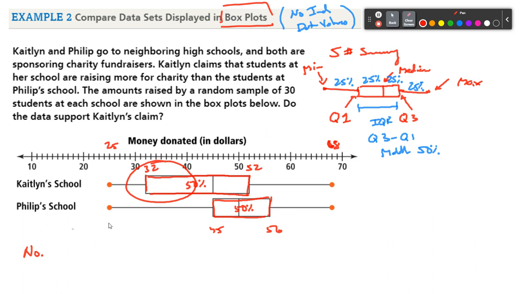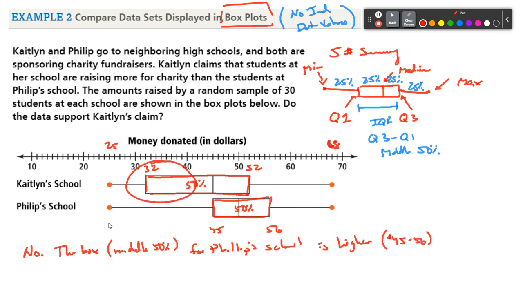An example of how to write this would be the following. The box, which is the middle 50%, for Phillip's school is higher, and again, we're just going to compare $45 to $56 than Caitlin's school. And her middle 50% is between 32 and 52.